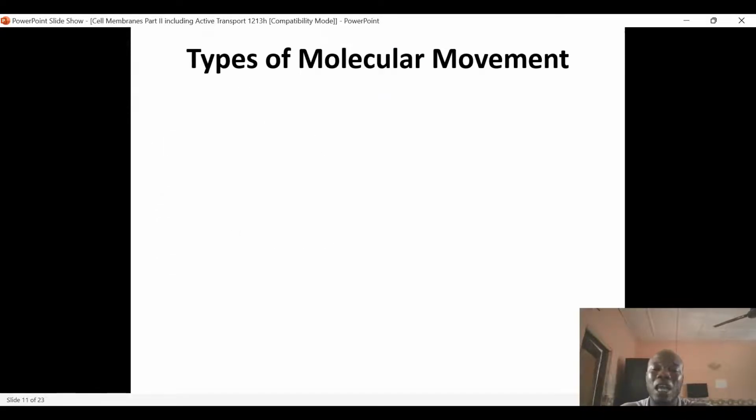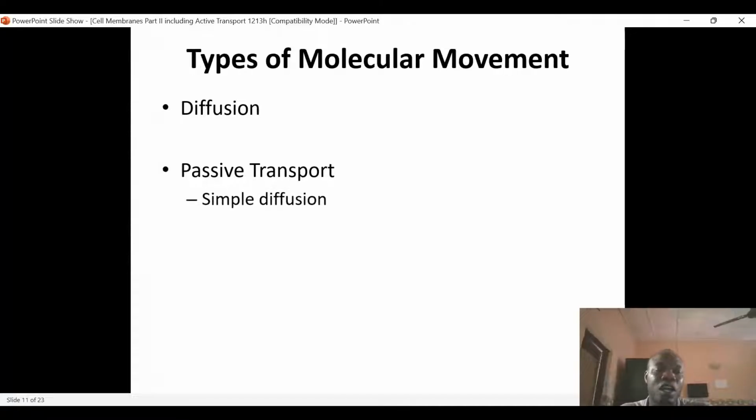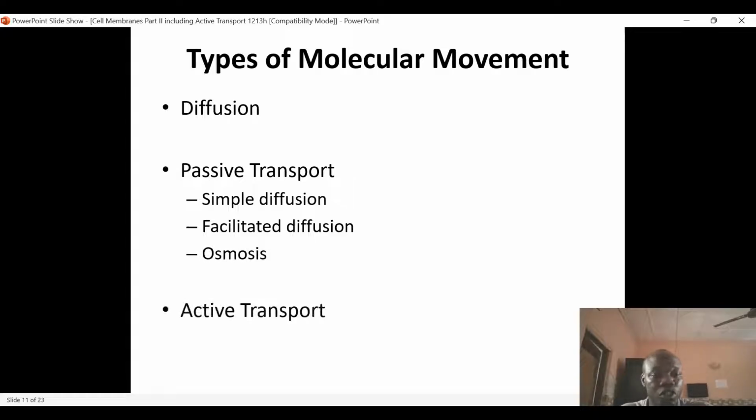So what are the types of molecular movement? The different types of how molecules get in or out of the cells. So we have diffusion, we have passive transport, and under passive transport, we have simple diffusion, facilitated diffusion, osmosis, and then we have active transport. So we are now going to look at them one after the other.